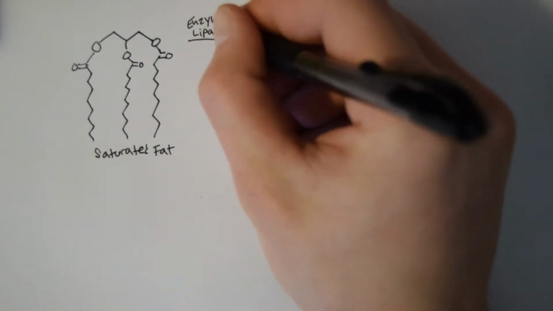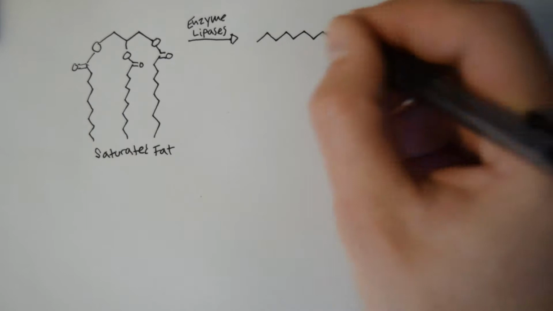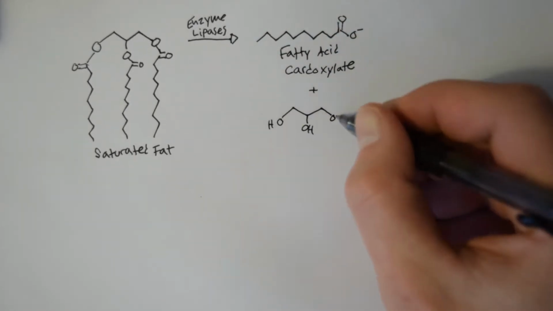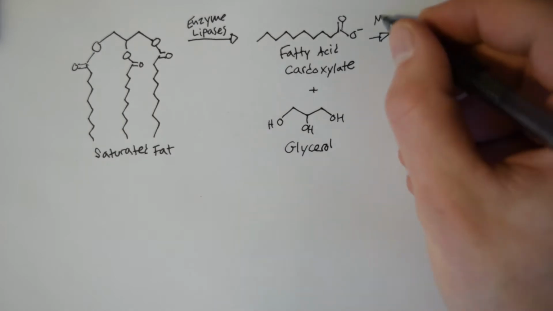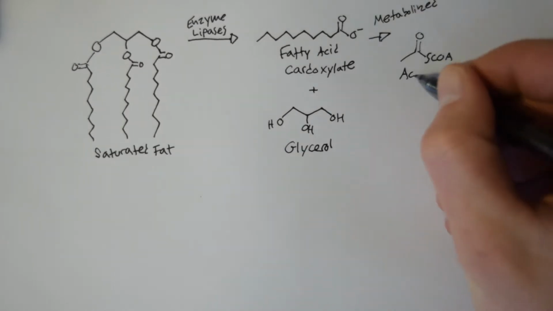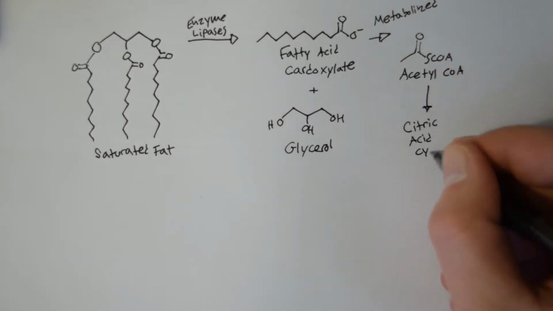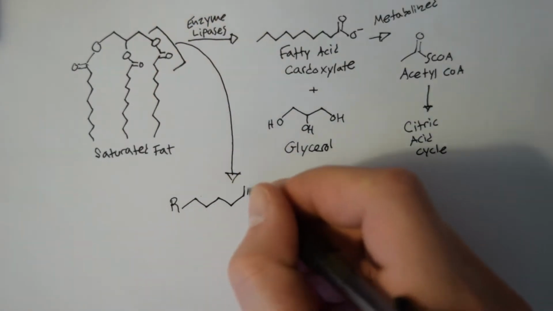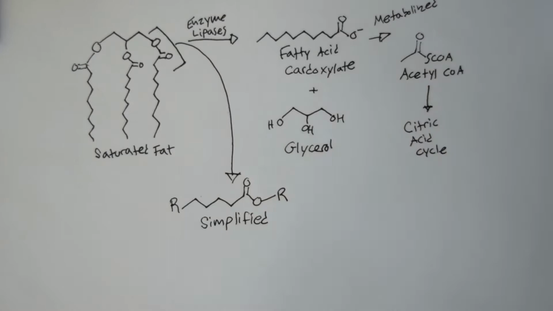Enzymes called lipases break up the triglyceride into three fatty acid carboxylates and a glycerol. Finally, the fatty acid carboxylates are broken into acetyl-CoA pieces which feed into the citric acid cycle. Here is the abbreviated form of a part of the triglyceride that we will look at.